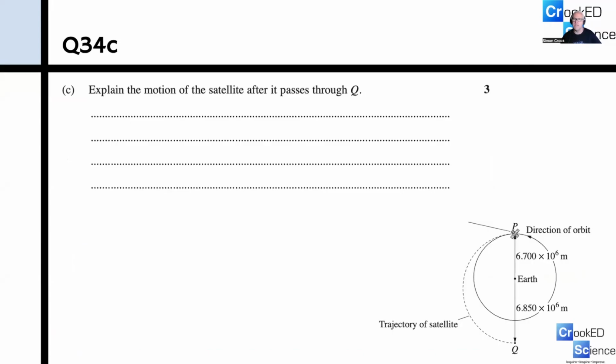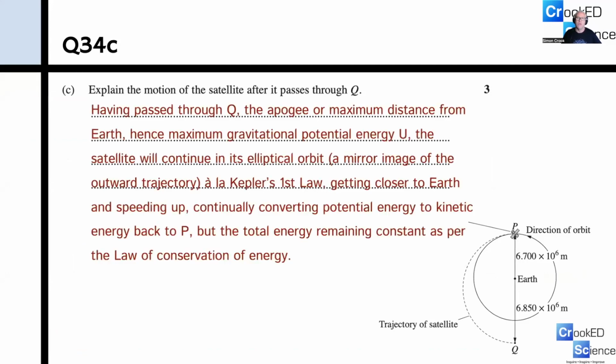And so a better answer for C, explain the motion of the satellite after it passes through Q, would be something like this. Having passed through Q, the apogee or maximum distance from Earth, hence maximum gravitational potential energy U, the satellite will continue in its elliptical orbit, a mirror image of the outward trajectory, a la Kepler's first law, getting closer to Earth and speeding up, continually converting potential energy to kinetic energy back to P, but the total energy remaining constant as per the law of conservation of energy. So we are describing its motion. It is elliptical. It is moving back from Q to P. It's getting closer to Earth, and the velocity is increasing.